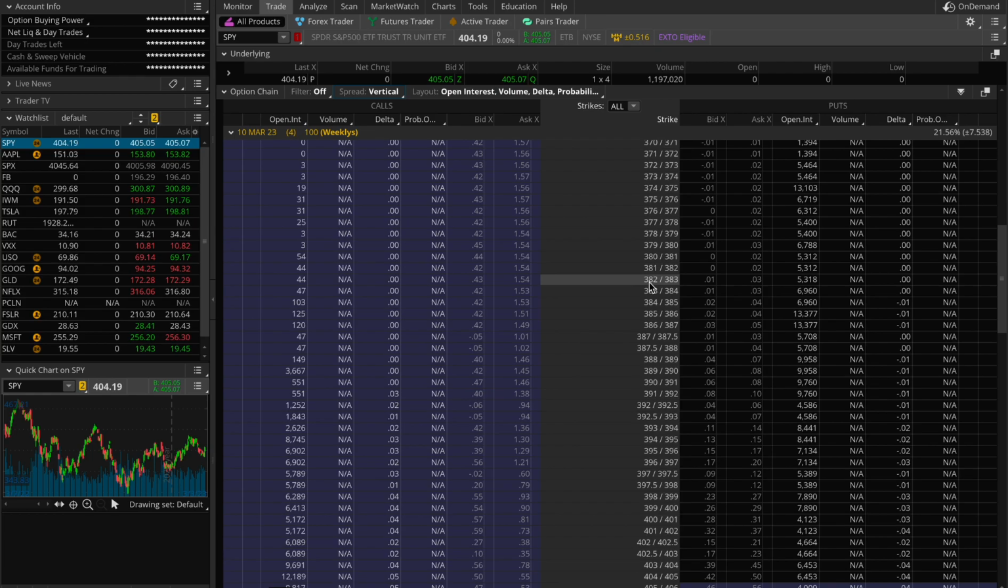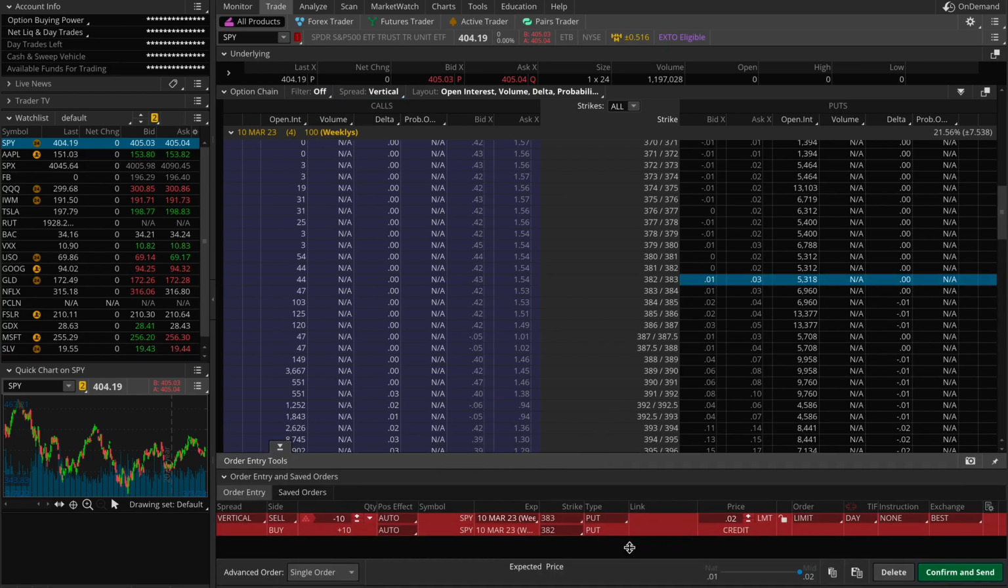Right here, 382, 383. You can see right here, and I'm going to click on the bid order. So again, 382, 383, click on the bid order because that's where you sell. Right here, it's going to pop up and it's going to show me I want to sell this. I'm going to collect a credit of roughly 2 cents. You want to make sure you're collecting a credit. If you're not collecting a credit, then it's not a credit spread.